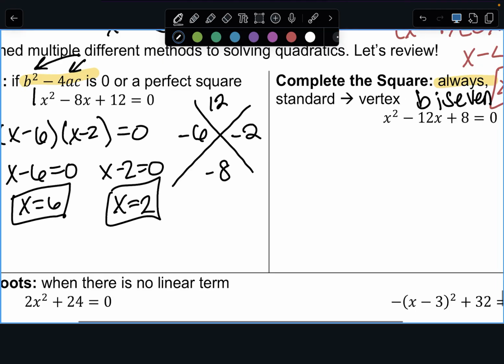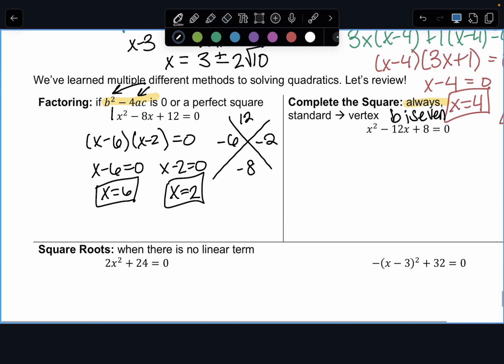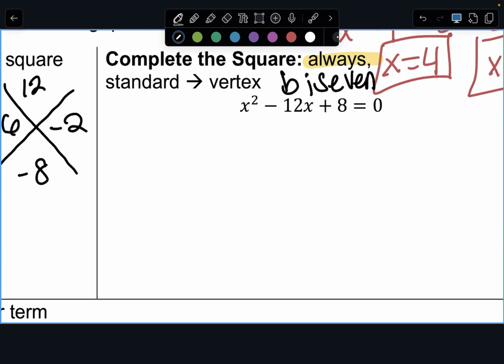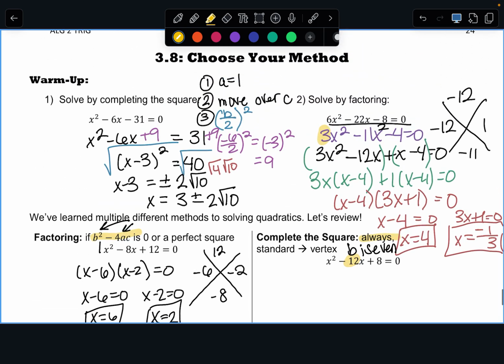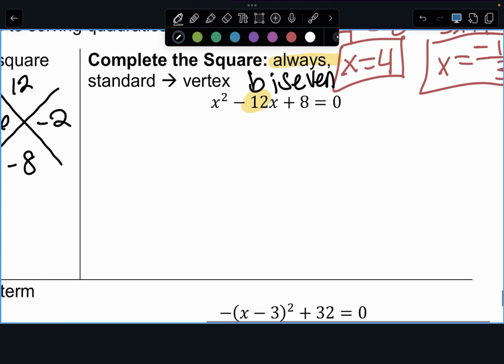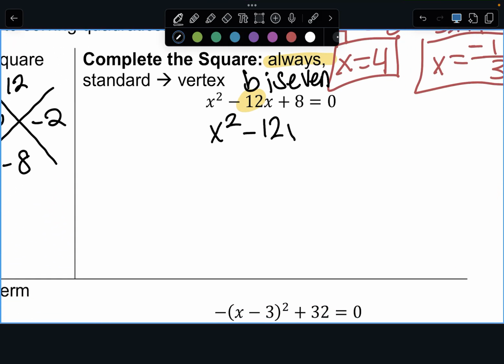Okay? So complete the square always works. Don't do it if b is odd. Just don't. You'll deal with fractions. It'll get you confused. I would just recommend not doing it. But in this case, b is even. It's negative 12. And if we look back at our steps, a is 1. So I move over to step 2. I move over c. I'm going to subtract 8 from both sides. So x squared minus 12x, leave a gap, is equal to negative 8.